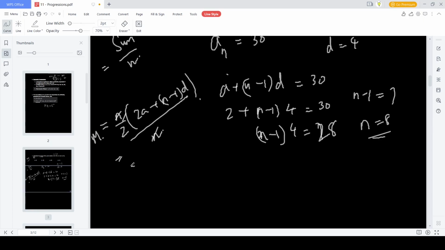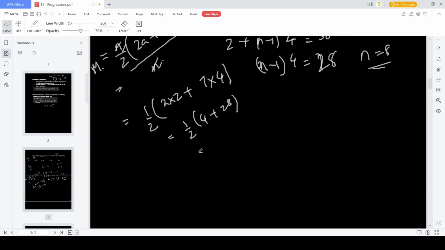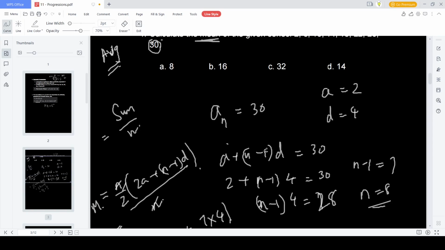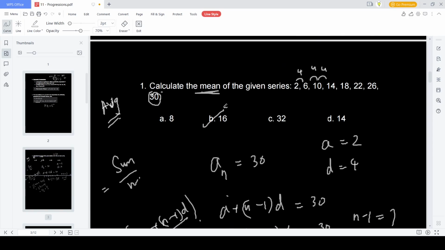So you are left with 1 by 2 into (2 into a, which is 2, plus (n minus 1), where n is 8, so n minus 1 is 7, 7 into 4). So this is half of (4 plus 28), that is 32. 32 by 2 is the answer, that is 16. So 16 is the mean of the sequence.